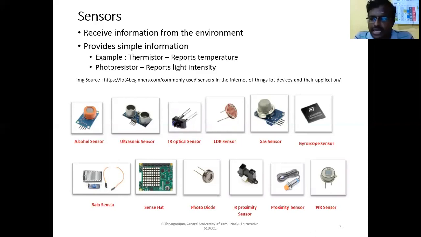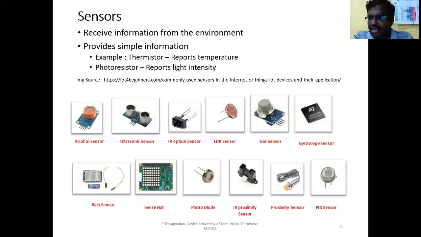Next, we have the LDR sensor. LDR is expanded as light dependent resistor, and it detects the light change in the surroundings, how the light changes in the surroundings. Next, we have the gas sensor. The gas sensor detects the presence of gas in and around us.